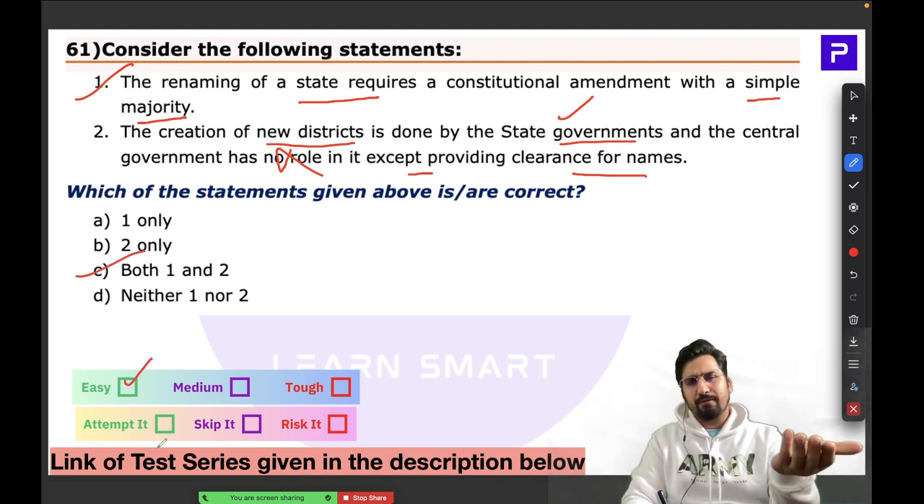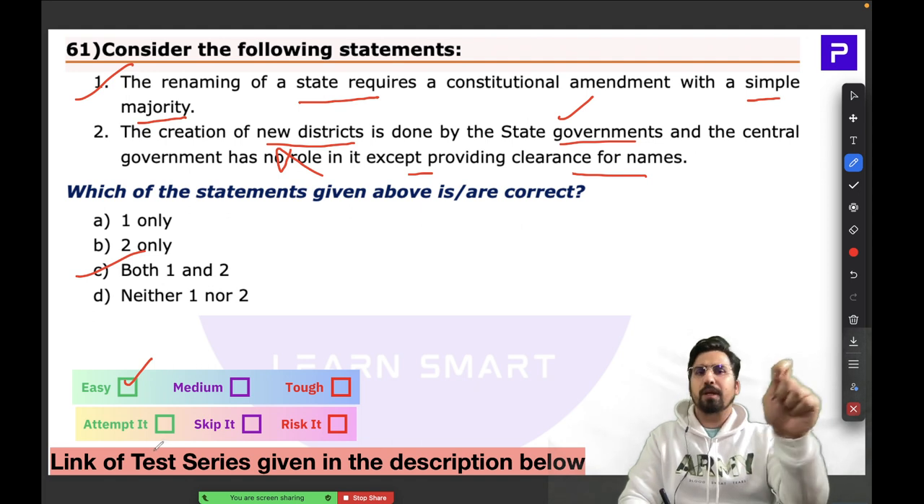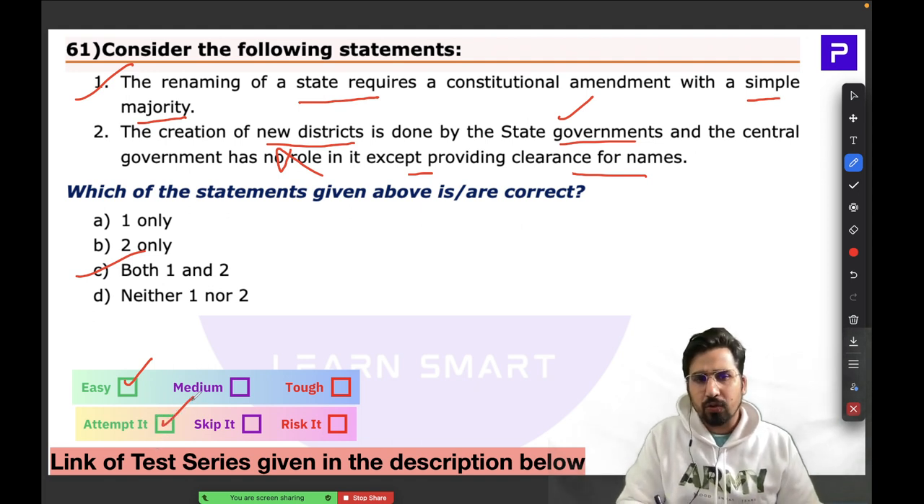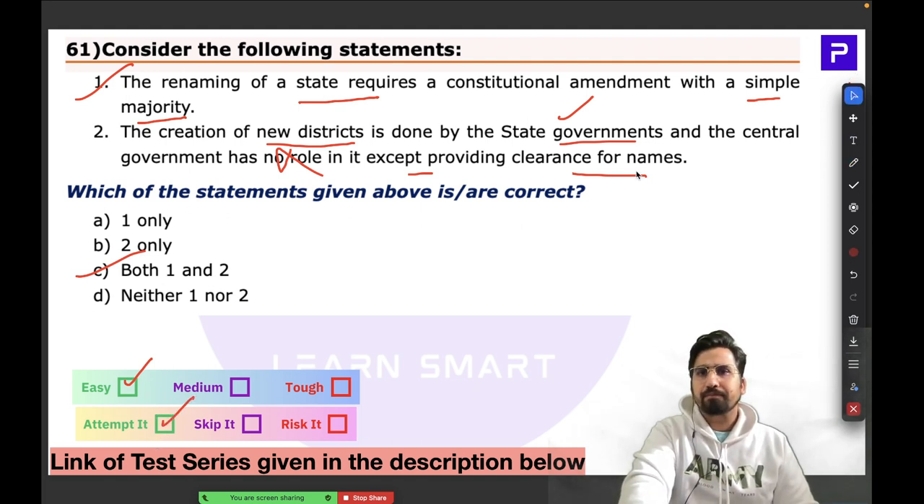Very easy. Even with common sense, you can understand it, because ultimately it is about which particular government has a role to play in which particular domain. So definitely something that you should attempt.